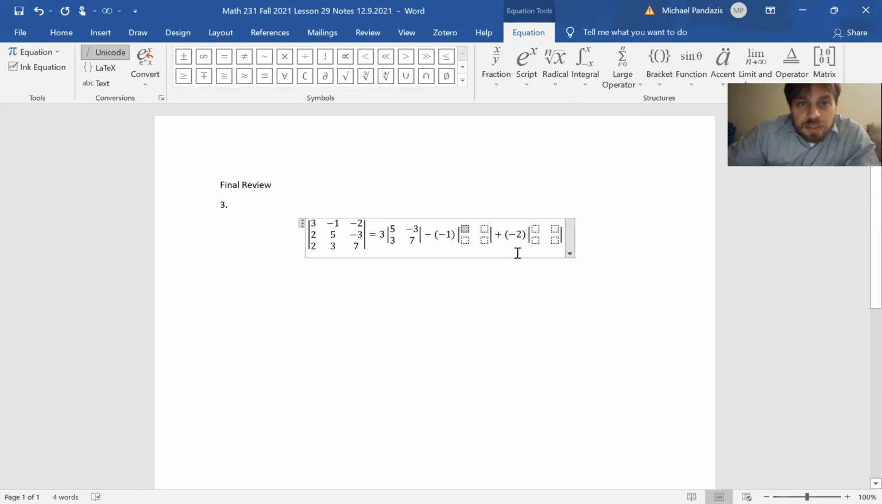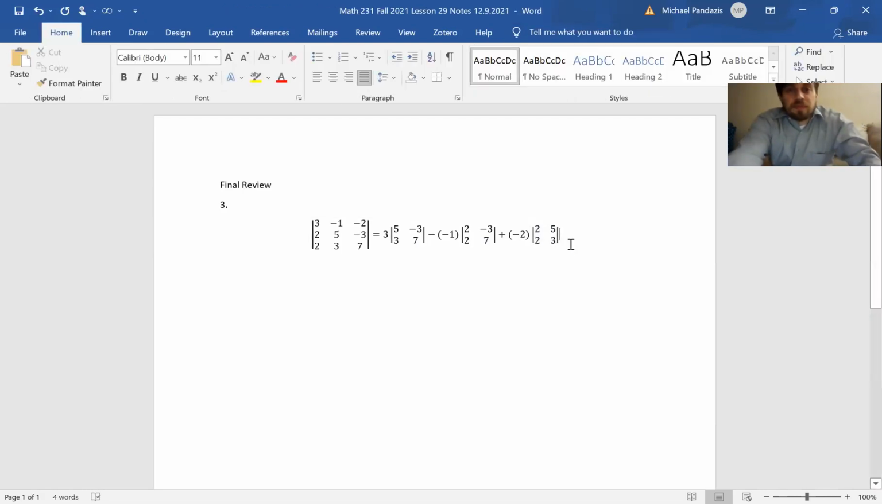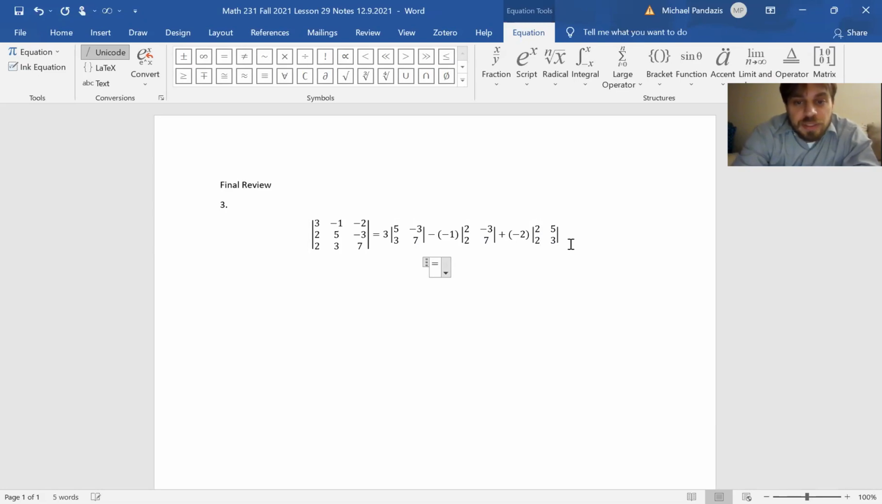For the first determinant, it's the determinant of 5, -3, 3, 7. For the next determinant, it's 2, -3, 2, 7. And then the next one, it's 2, 5, 2, 3. Okay, so now you just evaluate that.